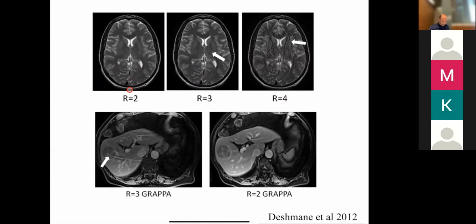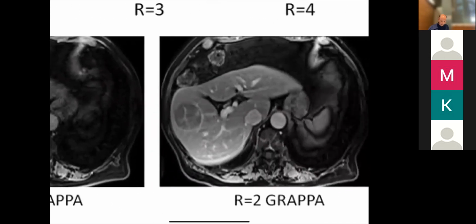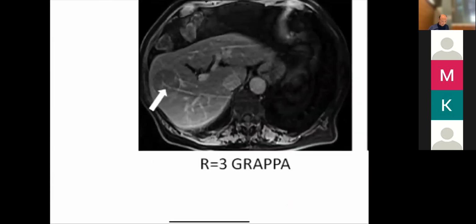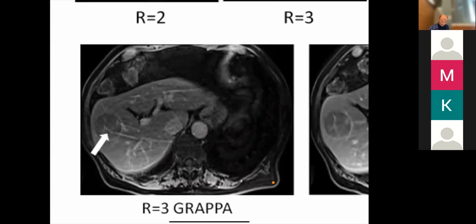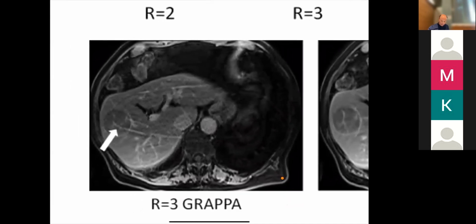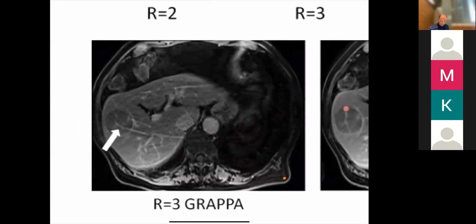Okay. Similarly, if we look at here, this is RF2 of GRAPPA and RF3 of GRAPPA. Let's see, what are they pointing out? You're starting to see this structure you're seeing pretty well here. You're starting to see things not as well, and you're sort of seeing maybe even some artifacts. Like this is probably an artifact here now. Okay.